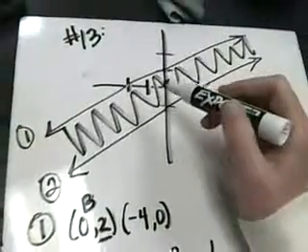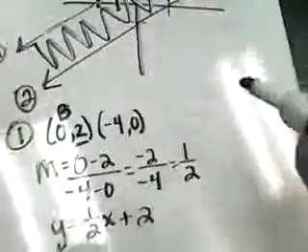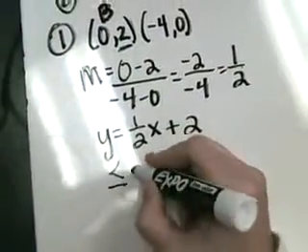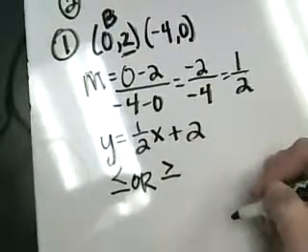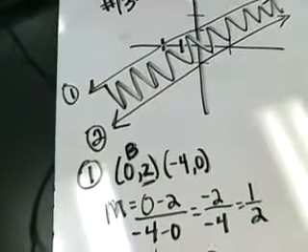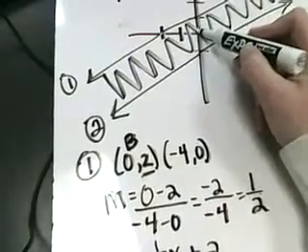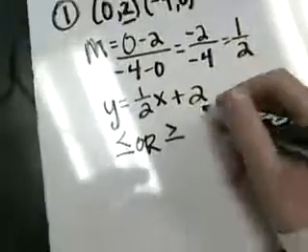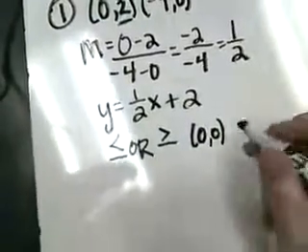Now I have to determine what symbol I'm using. Number 1 is a solid line. That means it is either less than or equal to or greater than or equal to. Then it says pick a true point. So give me a point in that shaded region. Well, (0, 0) would be an easy one. It's in that shaded region. So let's put it into my equation and let's make a true statement.